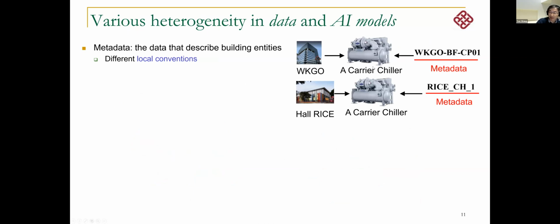I give you one example, like this Carrier chiller. This chiller is in the WKGO, West Kowloon General Office of EMSD. Its name is WKGO basement floor chiller plant number 01. You need to have this name, and then you can access, for example, flow rate, temperature, power, electricity, and so forth. But the same chiller at another building, this is Carnegie Mellon, its name is totally different.